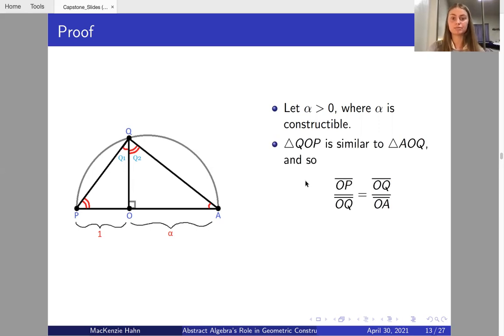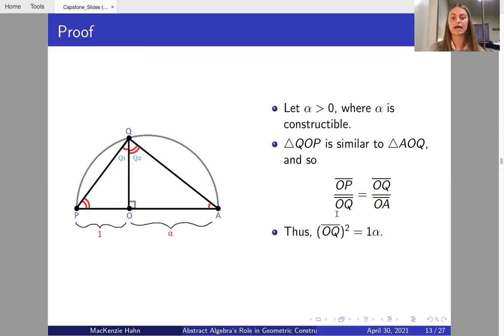And then from this, we can find that angles Q1 and Q2 are complementary, as well as angle A and angle Q2, and angle Q1 and angle P are complementary as well. And so from that, we can find that angle A is congruent to angle Q1 and angle P is congruent to angle Q2. And because we know that triangles QOP and AOQ both contain a right angle, we have that 3 angles in one triangle are equivalent to 3 angles in the other triangle. Therefore, both triangles are similar and their sides are proportional.